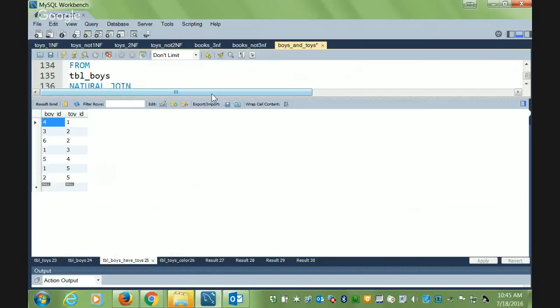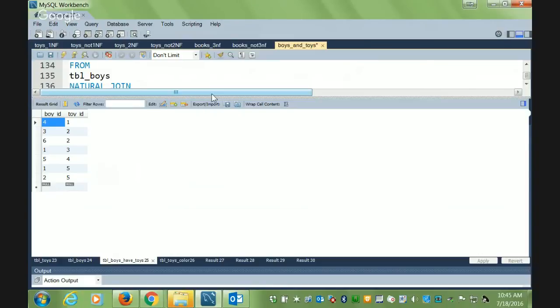It will take this table and we will join it with, say, the boys table. And we'll say, do you have a partner? If a record here in the boys table doesn't have a partner here, that means that boy doesn't have a toy.